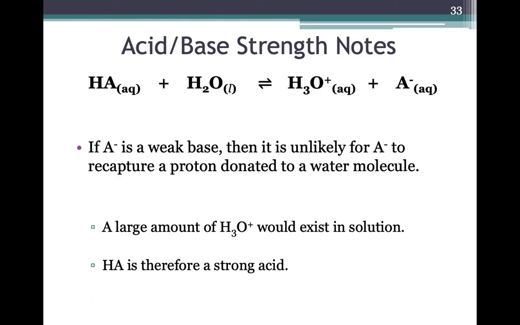If A minus is a weak base, then it's unlikely to recapture that proton from hydronium and return to HA. So something like hydrochloric acid, when it donates its hydrogen ion into solution, would create Cl minus. Cl minus is such a weak base that it will not reassociate with a hydrogen ion to reform HCl, because if that were to happen, it would immediately fall apart and go back to the two products listed. So that's how you would know it is a strong acid.